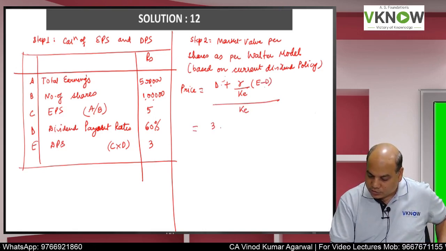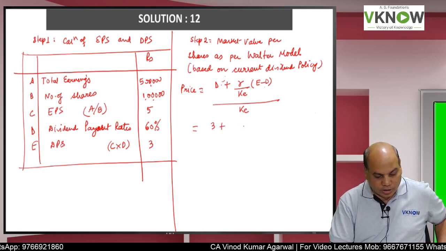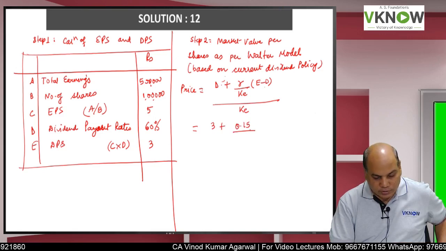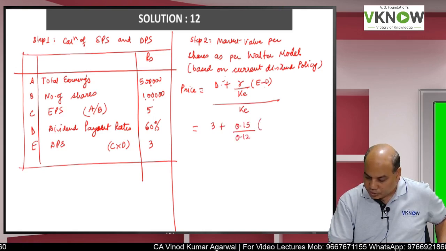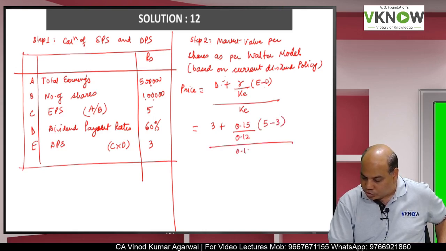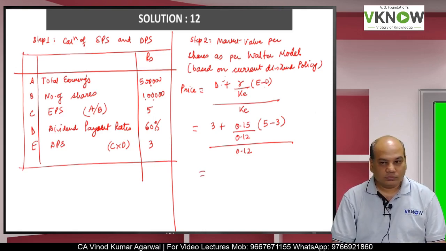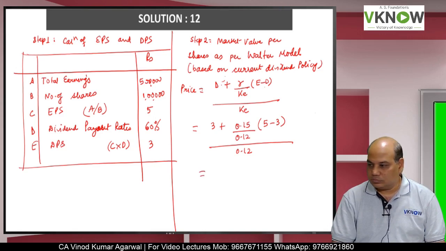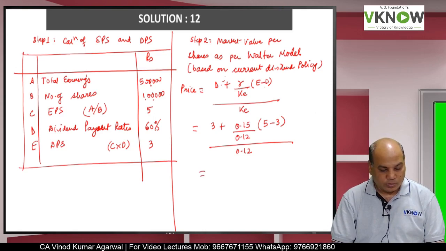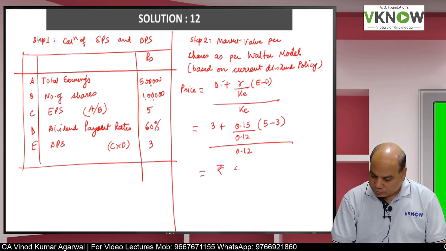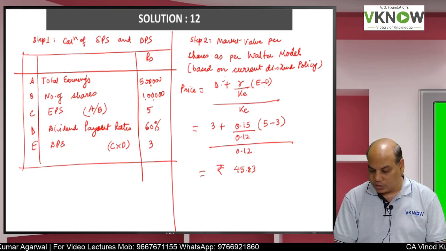On the left side of the screen, dividend is 3 rupees. R is given 15%, 0.15. Cost of equity is given 12%, 0.12. Earning per share 5, dividend is 3, divide by 0.12. Good, students will reply now. This is how you get good marks if you do a lot of practice. Rupees 45.83, this is enough. Rupees 45.83.